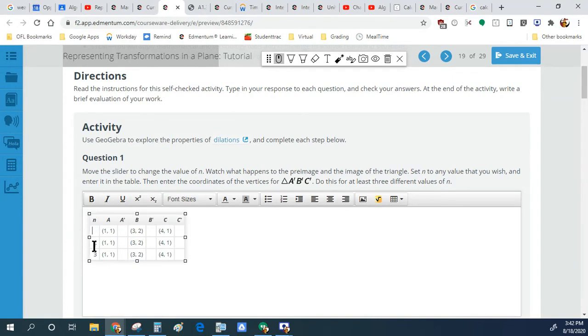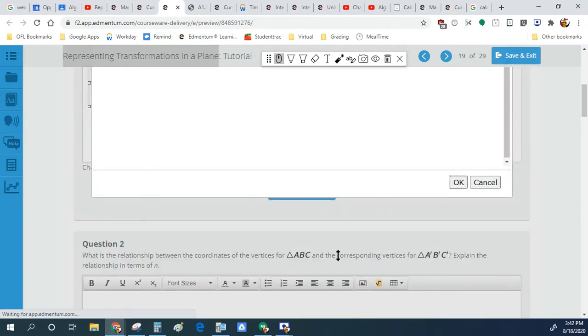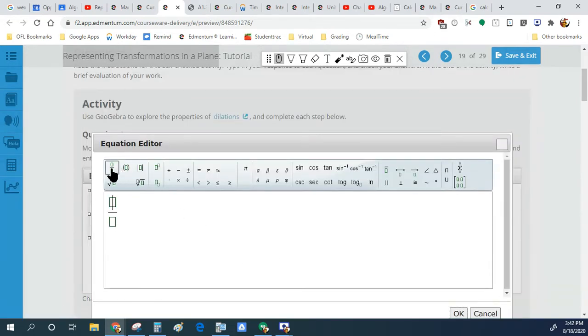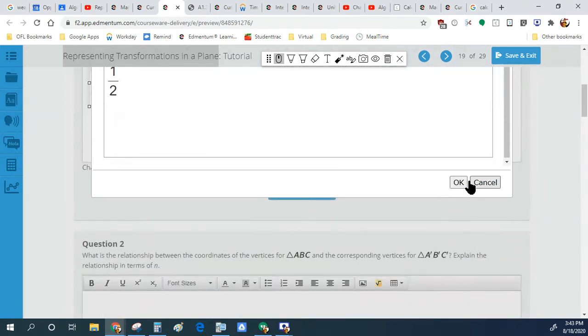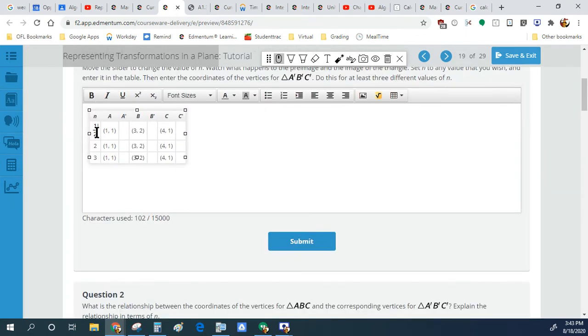And if you want to know how to put in a fraction, you go to your equation editor and you put 1/2. So you push this big fraction button and you type in 1 over that. You click OK. Now we see a fraction right there.